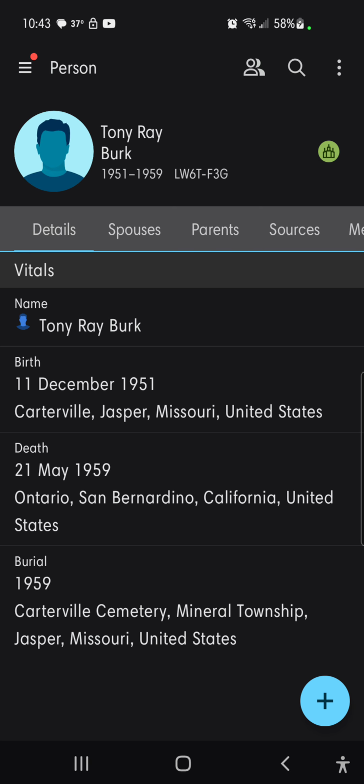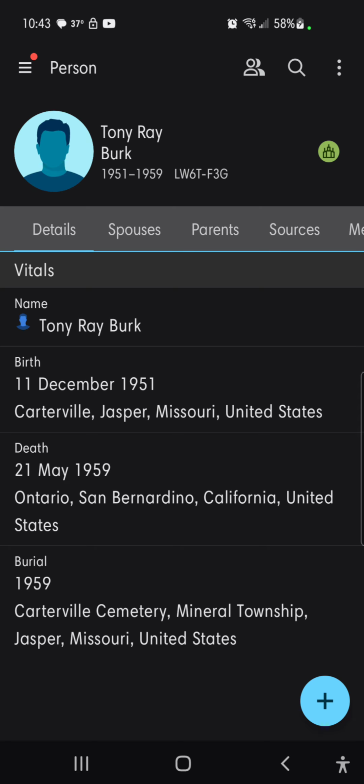The other thing that I have to do here is, this is obviously an 8-year-old child, actually a 7-year-old child when he died. So what we do is we want to indicate, so that people don't screw things up, or at least they have a harder time screwing them up, that he was never married and that he never had any children.